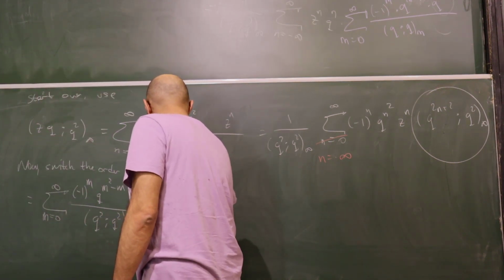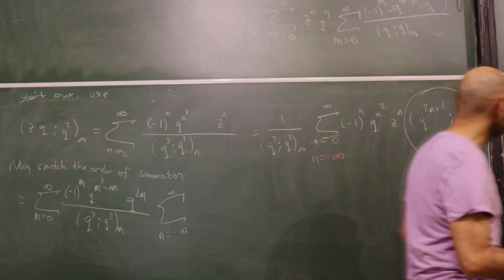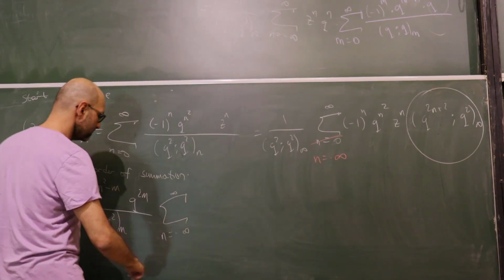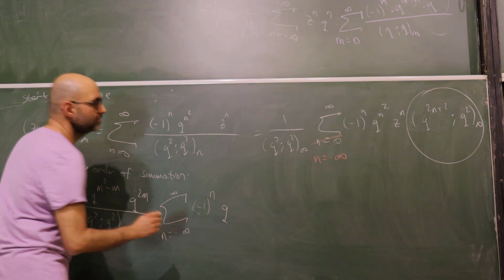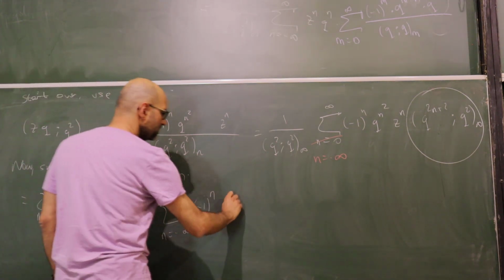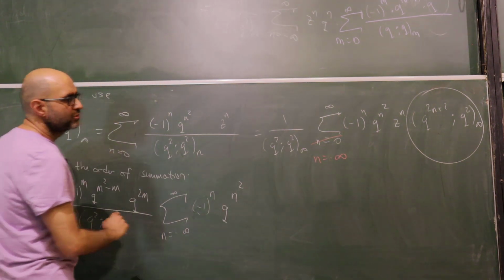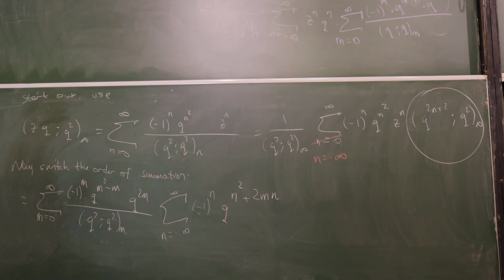And the inner sum is from n equals minus infinity to plus infinity, and we are getting our beloved quadratic exponents, minus 1 to n, q to, what is it, n squared plus 2mn. What else? Did I miss anything? Did I forget anything? z to the n. Oh, we have z to the n. What else?